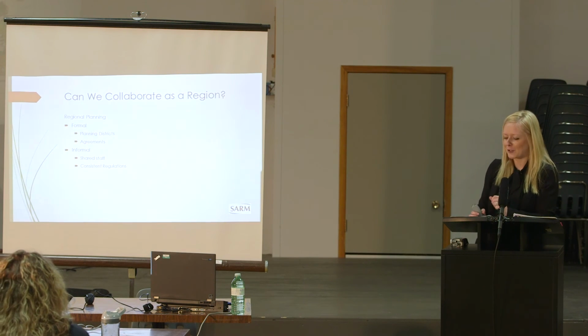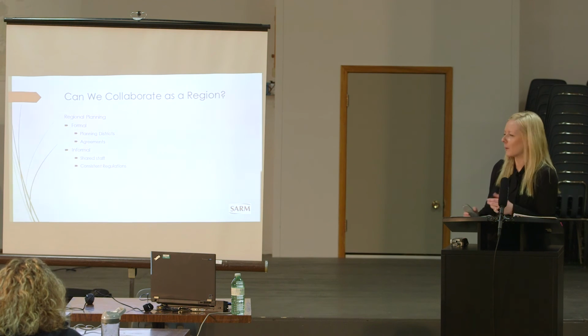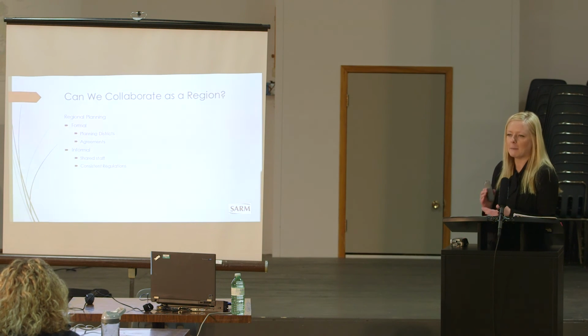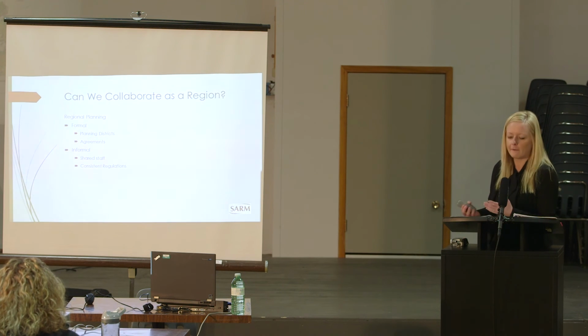So regional planning, the way I decipher it in my mind, I don't know if this is the formal way of establishing it, but I call it formal and informal planning. Formal is like a planning district, where you have legally binding agreements that you enter into. Informal is just like sharing staff. You might have some consistent regulations. You might meet up once or twice a year and say, hey, what are we going to do with emergency services and so on. So there are a number of different ways you can collaborate as a region. How you want to do that is totally up to you to decide.